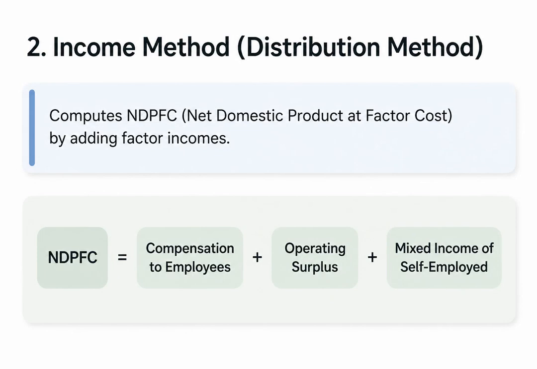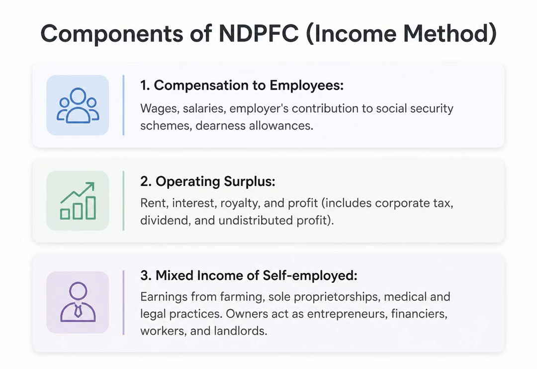Moving to the second approach, we have the income method, also known as the distribution method. Instead of looking at what is produced, this method looks at the income distributed to the factors of production. Under this method, we calculate the net domestic product at factor cost by adding together three major heads of factor income: compensation to employees, operating surplus, and the mixed income of the self-employed. Let's examine those three components closer.